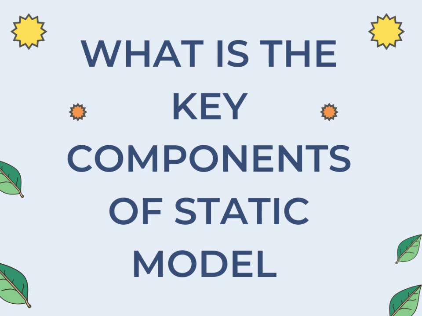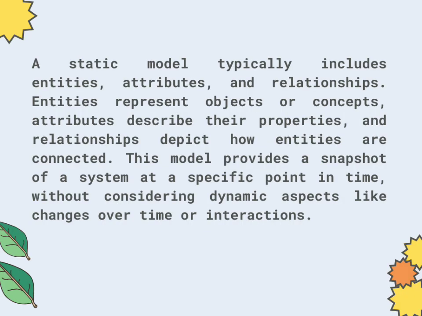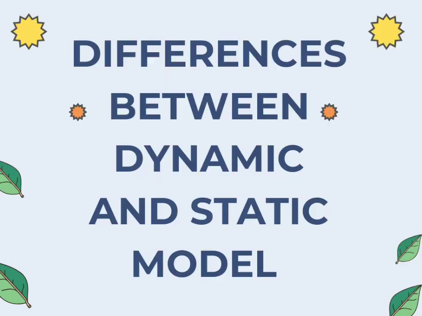So what are the key components of a static model? A static model typically includes entities, attributes, and relationships. Entities represent objects or concepts, attributes describe their properties, and relationships depict how entities are connected.